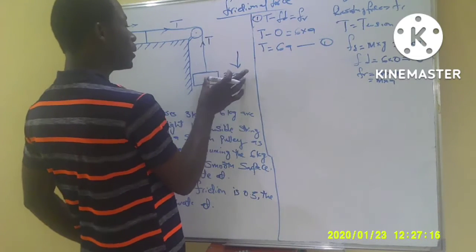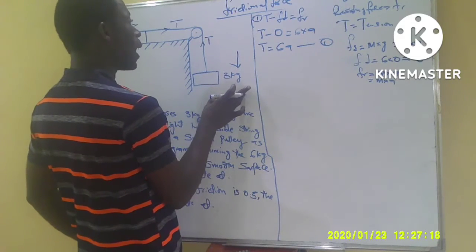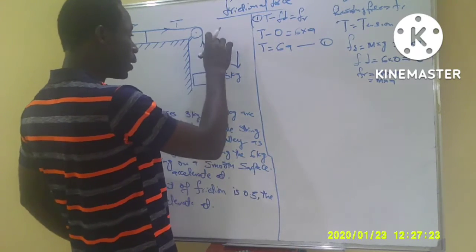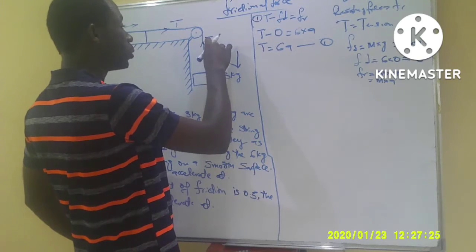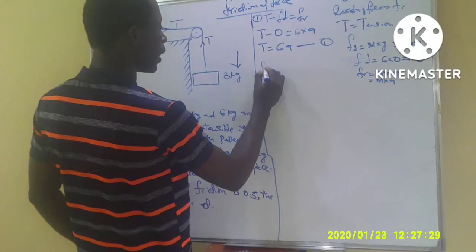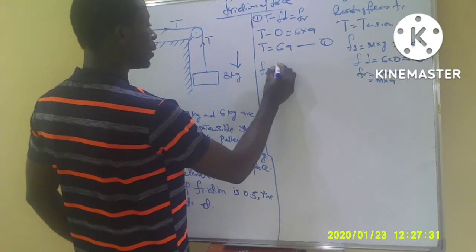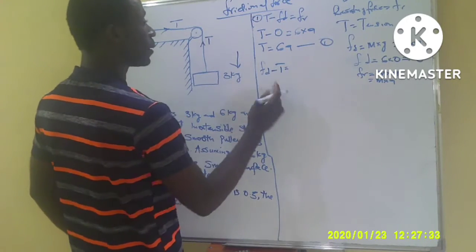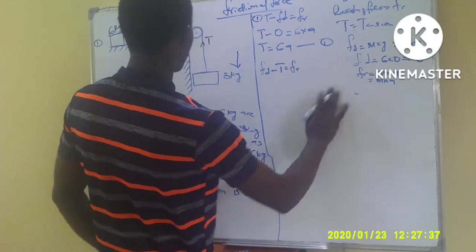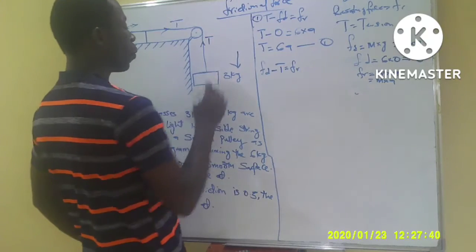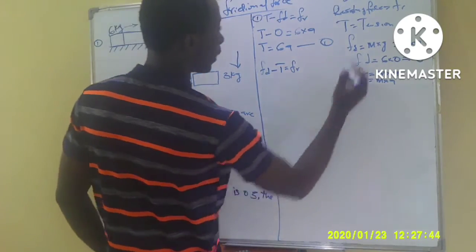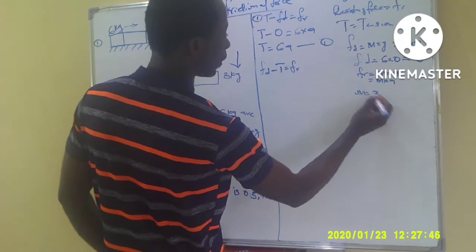Now for equation 2, the body tends to go downward, and the tension is dragging this body, but this body tends to drag the tension downward. So it's going to be what? The dragging force Fd minus tension is equal to the effective force Fr. And what is Fr now? Fr is mass times acceleration. What is the mass? It is 3. The mass m is equal to 3 for this one.